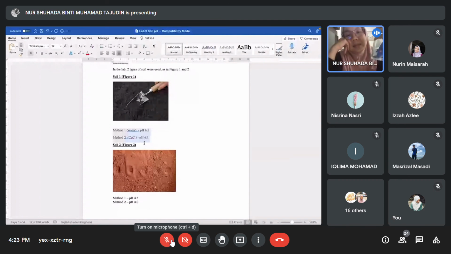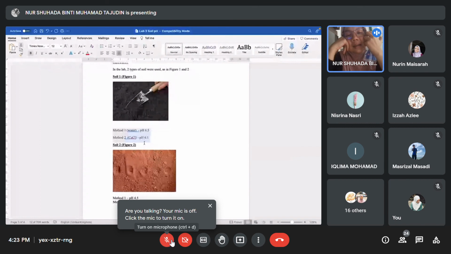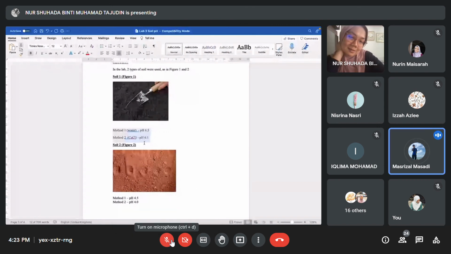Mas Rizal, faham tak? Boleh. Ya Allah, janganlah jawab macam ni. Yang mana dah faham, Mas Rizal? Ya. Penat saya kat sini tau. Okay, faham tak balik, Nurin?